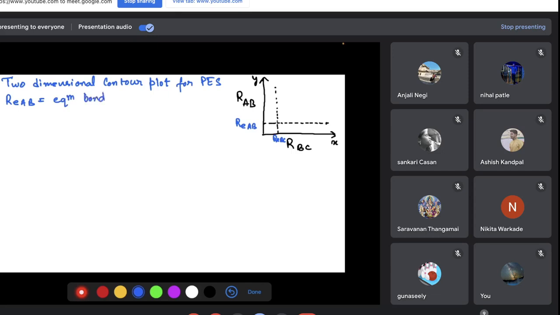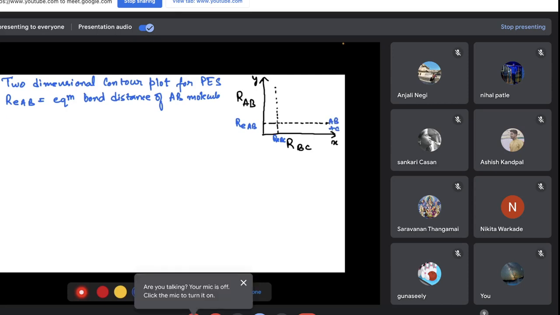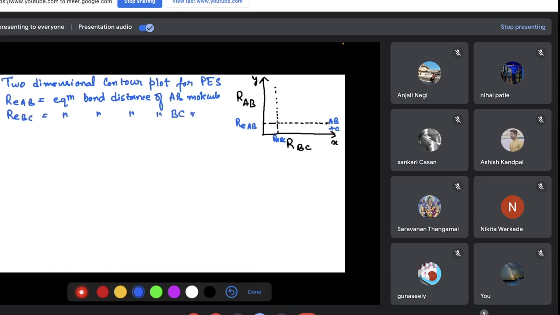Equilibrium bond distance of the AB molecule. So this will be AB plus C, and similarly R_e,BC will be the equilibrium bond distance of the BC molecule. So this will be BC plus A, correct? And the reaction follows the direction from AB to actually going to BC, something like that.